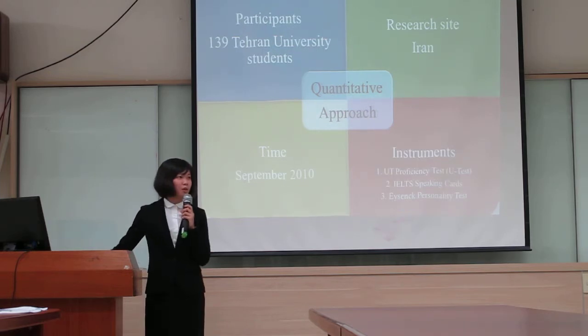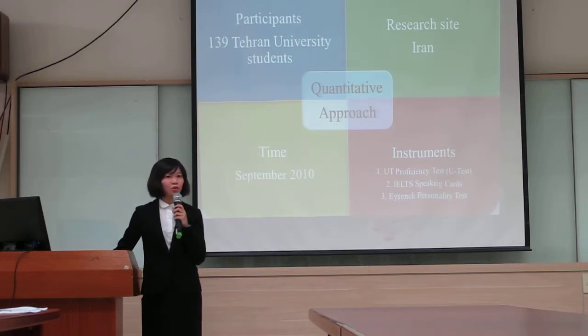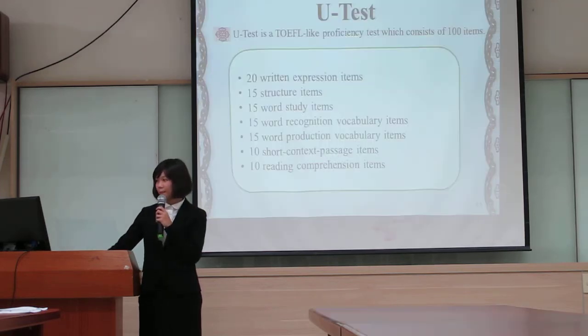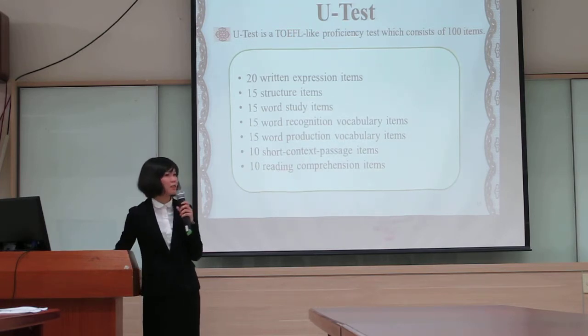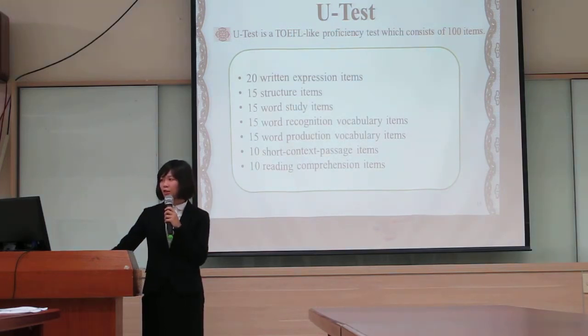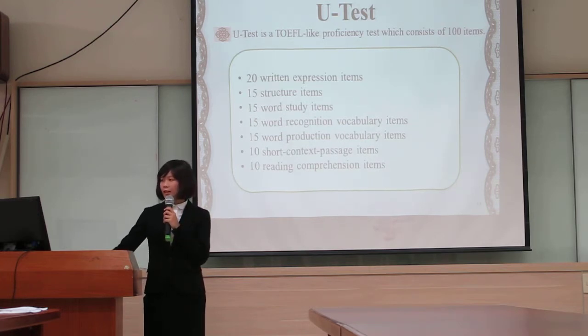And there were 3 instruments, which are UT proficiency test, also called U-test, IELTS speaking cards, and accent personality test. And I'm going to tell you what U-test is. The U-test is a TOEFL-like proficiency test which consists of 100 items, and it is developed by the University of Tehran.